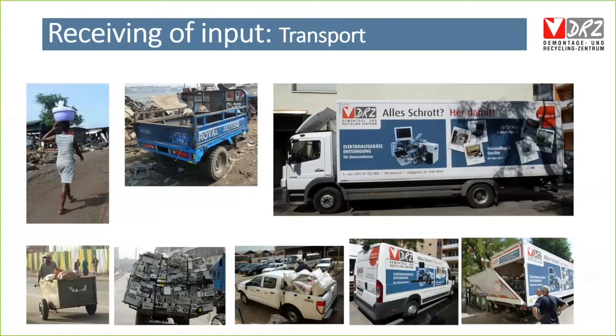The first step, as I said before, is the receiving of the input, the transport. Please consider: is it more like the woman on the left carrying something on her head, or more like a big truck, or something in between, a pickup, a small truck or a tricycle that is going to bring your e-waste? The big truck obviously needs more space to come into your facility and get out again. On the right bottom, you see an image. If you have a hydraulic platform on the truck, it will need even more space because you have to lower it and then unload. So think about which kind of transport medium you will have available.